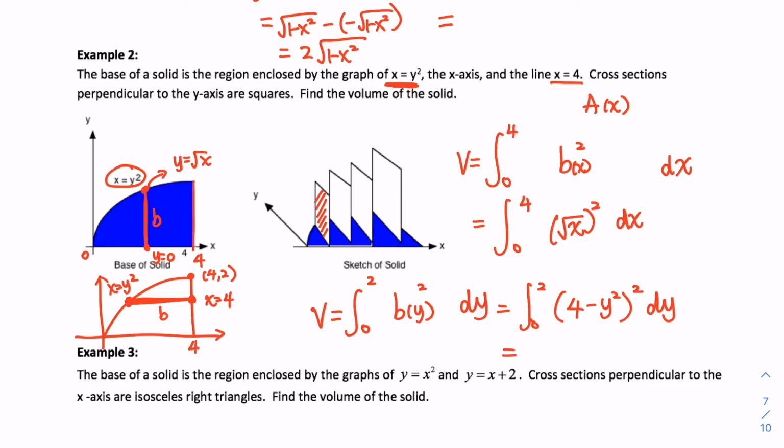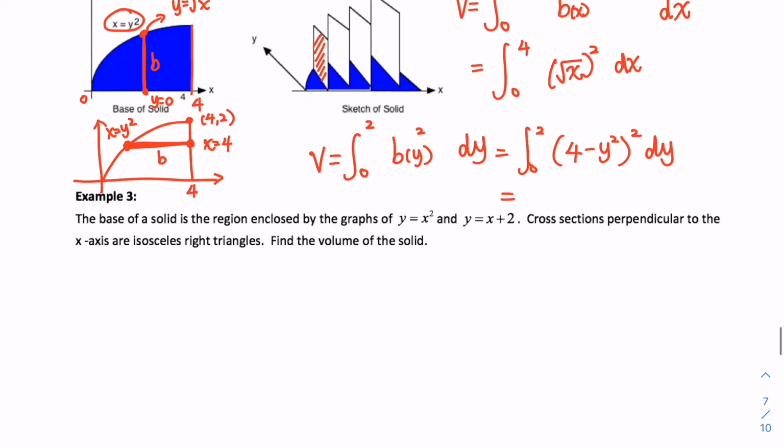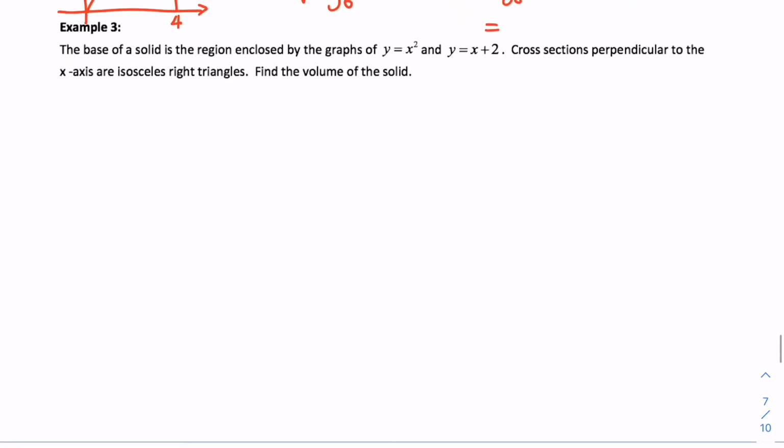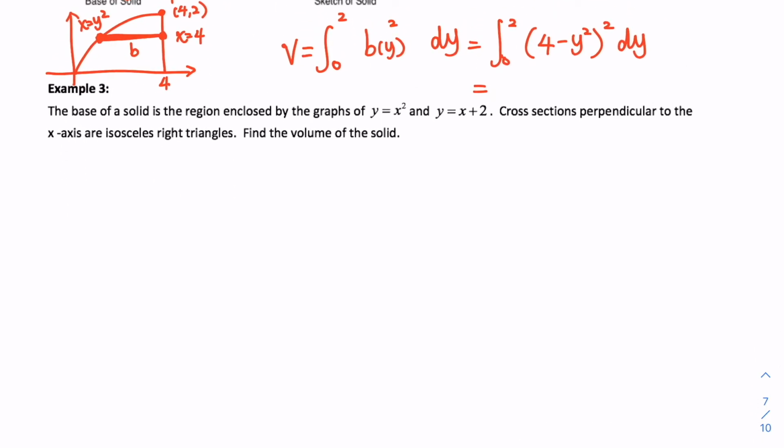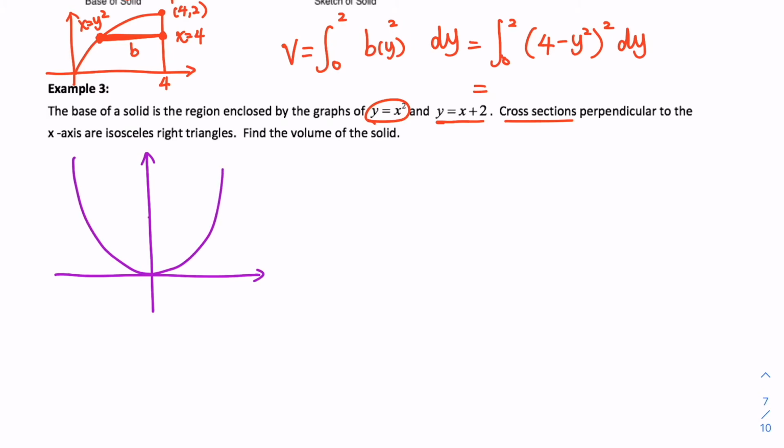Sometimes the picture or the graph is not given. You have to be able to sketch the graph yourself. Let's look at example 3 together. The base of the solid is the region enclosed by the graph y equals x squared, a parabola, and the equation of a line. Let's have a look at the graph. The graph y equals x squared, y equals x plus 2. There will be two intersections. So first, let's have a look at the intersection.